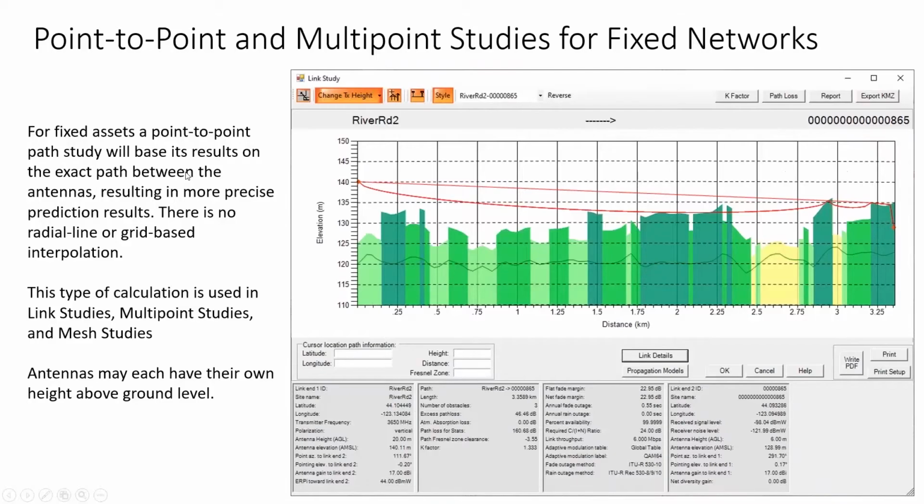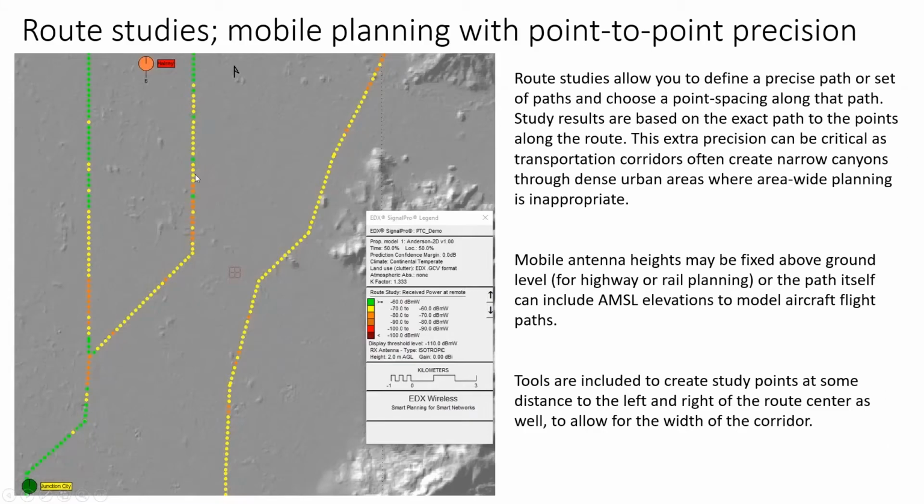Whereas if I'm looking at the exact study points along that transportation corridor, I'm going to get a much more accurate, more precise path calculation to predict the path loss along that track right of way. The one last thing I wanted to say about this is that this study method supports flight paths for aircraft. It's not a very common application, but if you need to model ground to air or air to ground communications of some kind, you can also use the route studies for that.